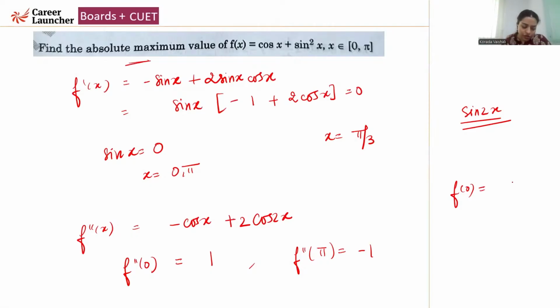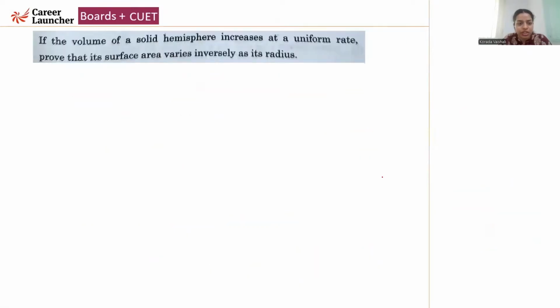So f of 0 is going to be 1, f of pi is minus 1, right? And what about f of pi by 3? F of pi by 3 is equal to 2. So comparing all these values, 2 is maximum. So you will see कि pi by 3 पे आपको absolute maximum मिल रहा है. And yes, so this completes the question. So moving on to question number, this is the next question.